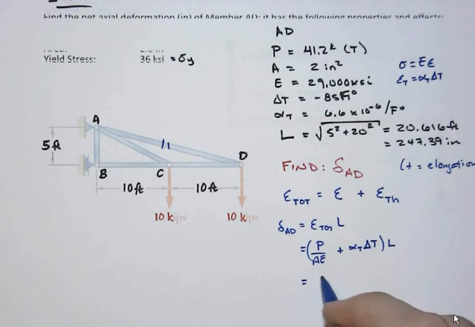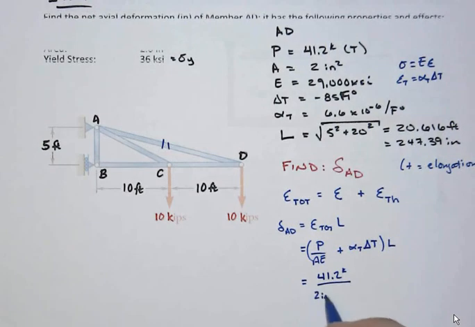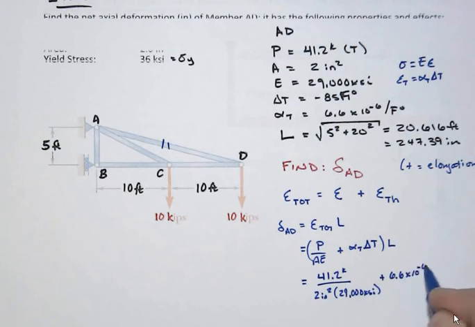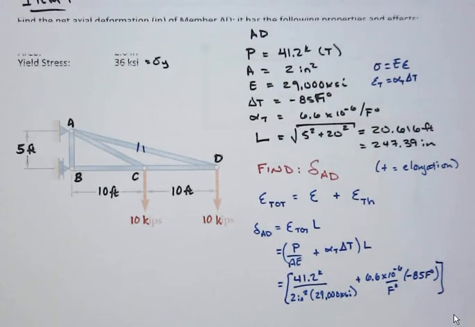Right? And our axial force is 41.2 kips over our area of 2 square inches, our modulus of elasticity of 29,000 ksi, and then we have a plus 6.6 times 10 to the minus 6 per Fahrenheit degree times our minus 85 Fahrenheit degrees, and then that will be all multiplied by our length of the member of 247.39 inches.